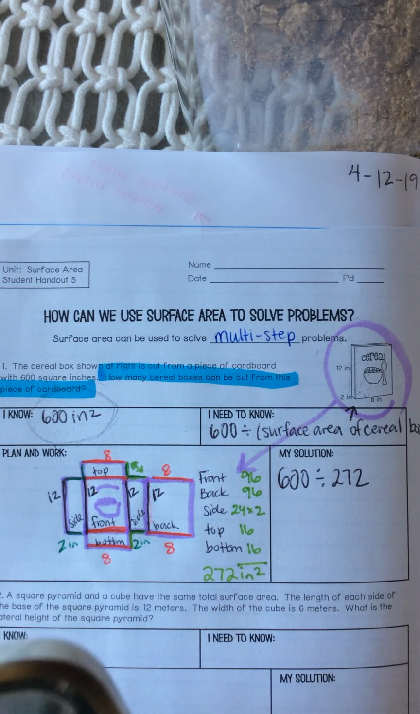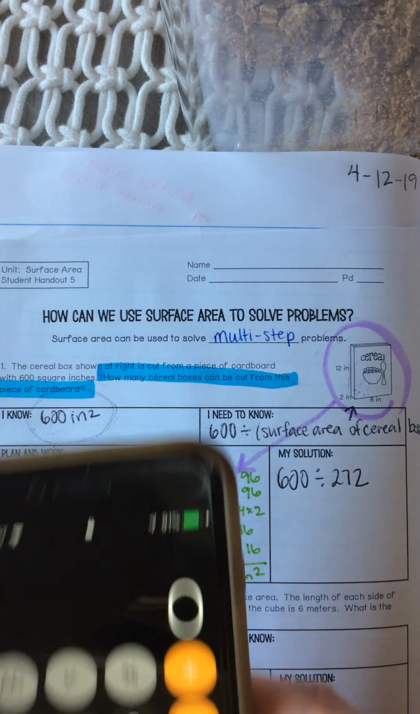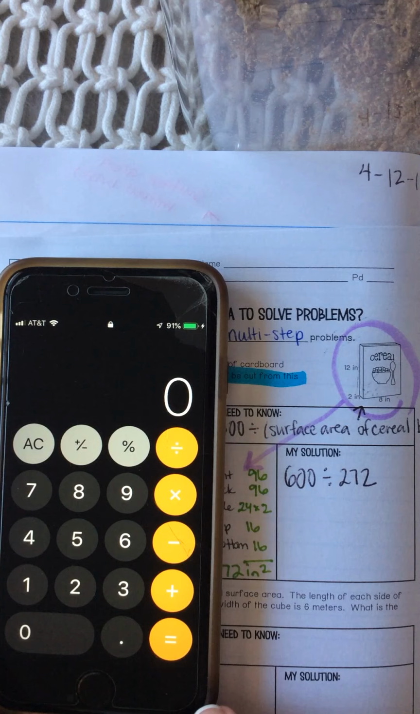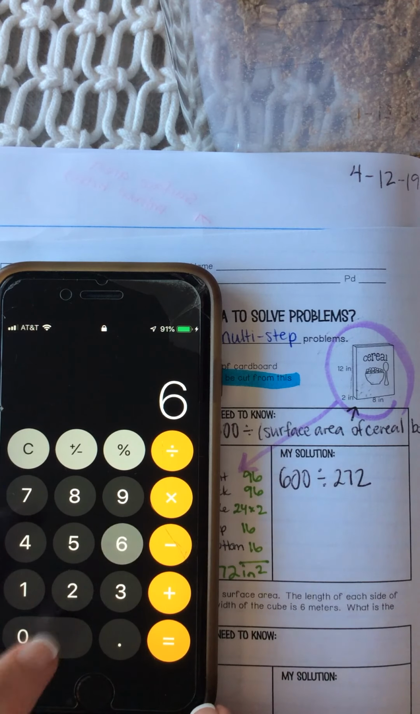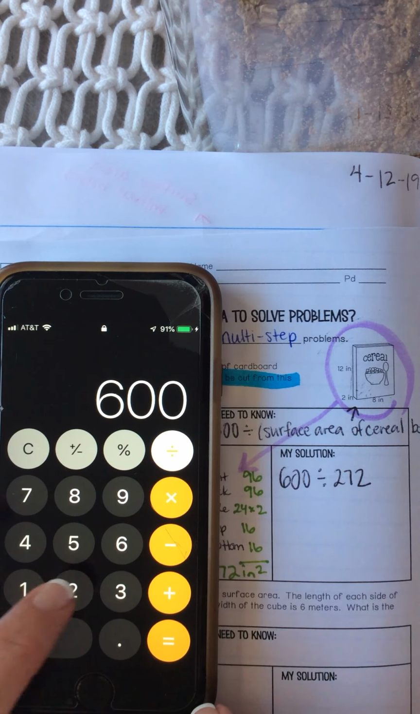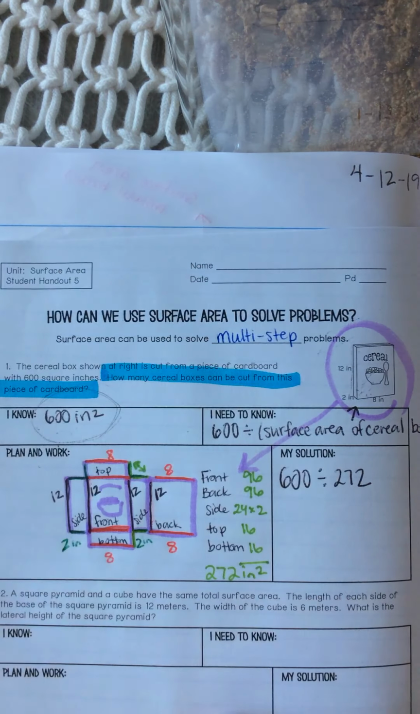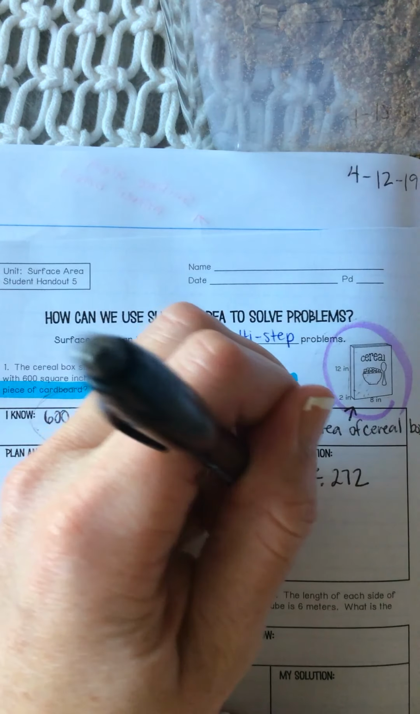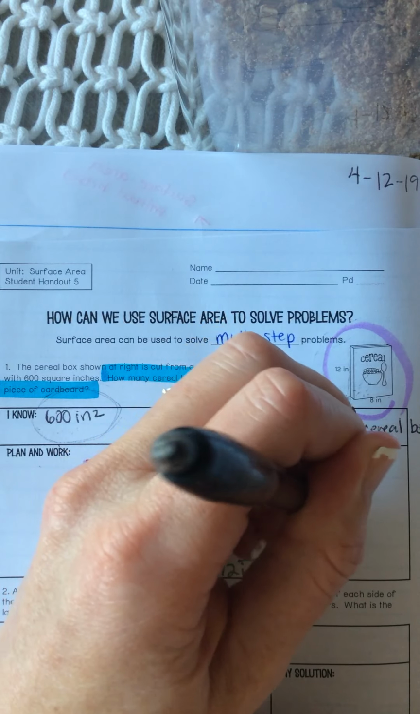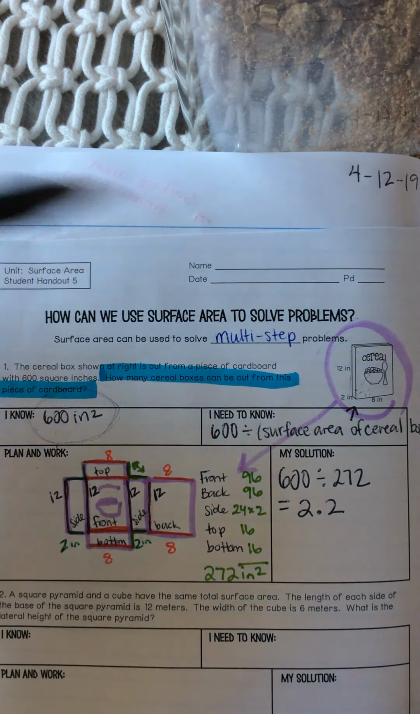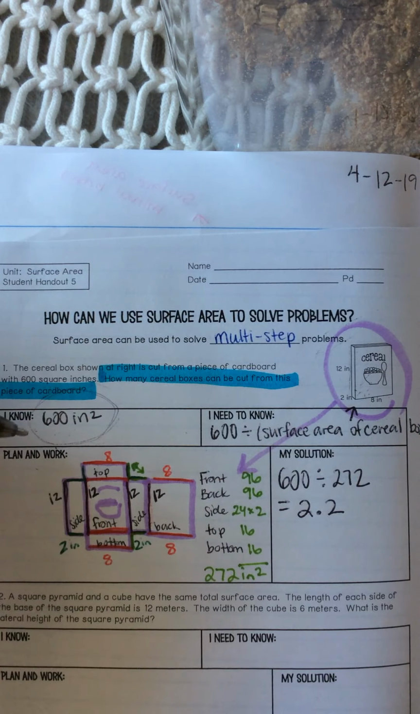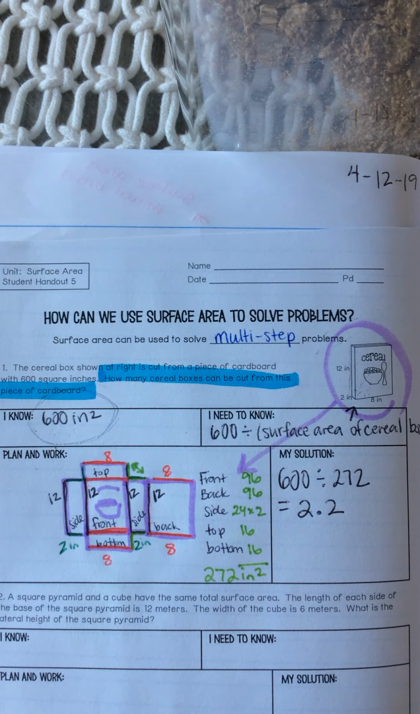We're going to think in terms of the real world. So I'm going to let you see my calculator here for a second. So if we take 600 and divide by 272, we get 2.205. We're going to round here to 2.2. So our total is that 2.2 cereal boxes could be fit into this 600 square inch piece of cardboard.